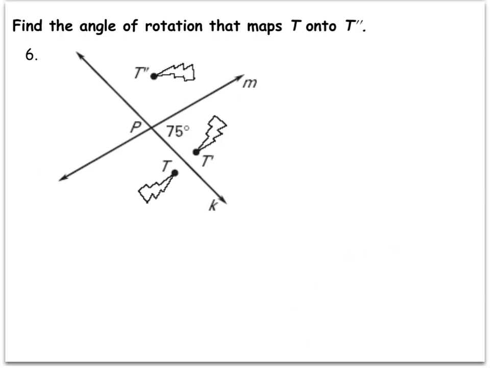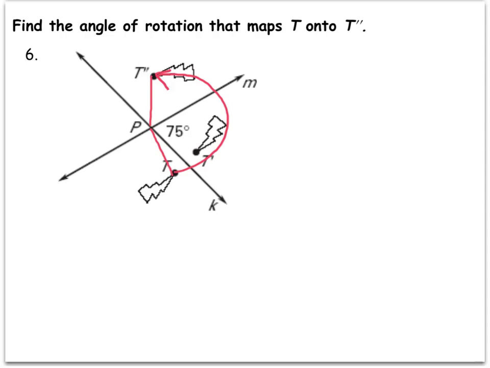Putting the last theorem to work, we've got T, which is then reflected across the line K and then reflected across the line M. So this is going to represent a rotation since it's reflected about two lines that are intersecting at point P. So now point P becomes the center of rotation. And we're going to focus on this point T rotating all the way around to T double prime. So it does one of these.